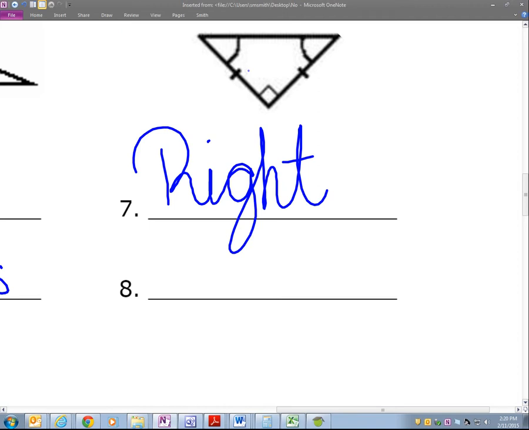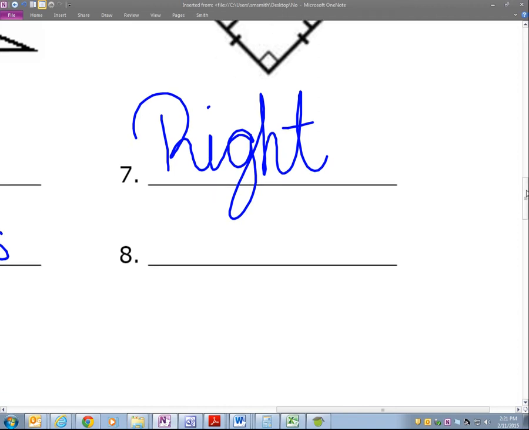Yep. So then we have number 8. It's either going to be isosceles, scalene, or equilateral. Okay, Sam, what do we got? Isosceles, because there's 2 that are the same.